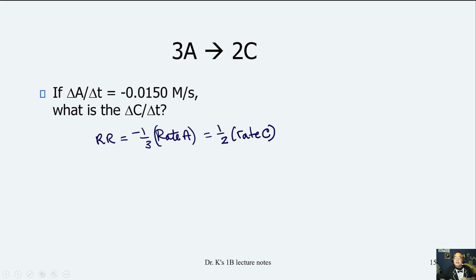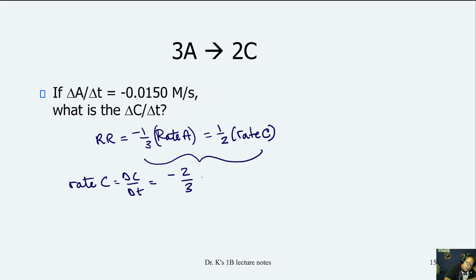All right, so these are the little notes I meant to put up there. I also noticed that when I was typing this out, the negative sign got left out, so I put that in there. So this is how I do it. The reaction rate is equal to 1/3 times the rate for A, and it's equal to 1/2 times the rate of C. So now what you have is you can solve these two. When you do that, what you're going to have is the rate for C, so that's delta C over delta T. That's what we're looking for. That's going to be negative 2/3 times the rate for A, like that.